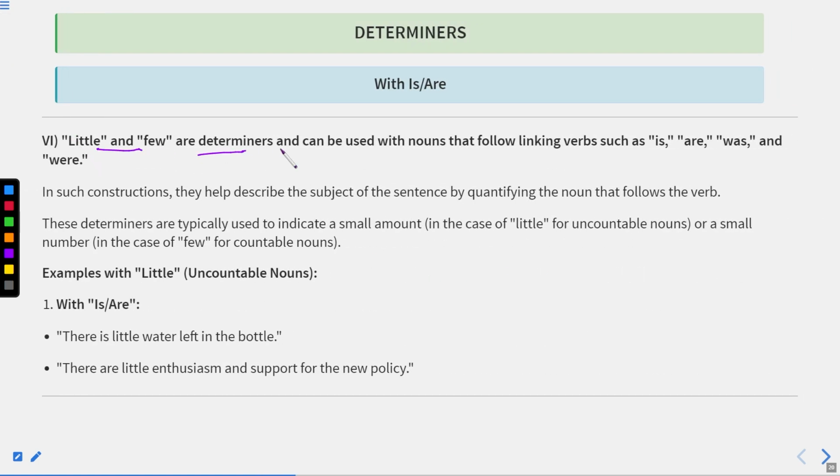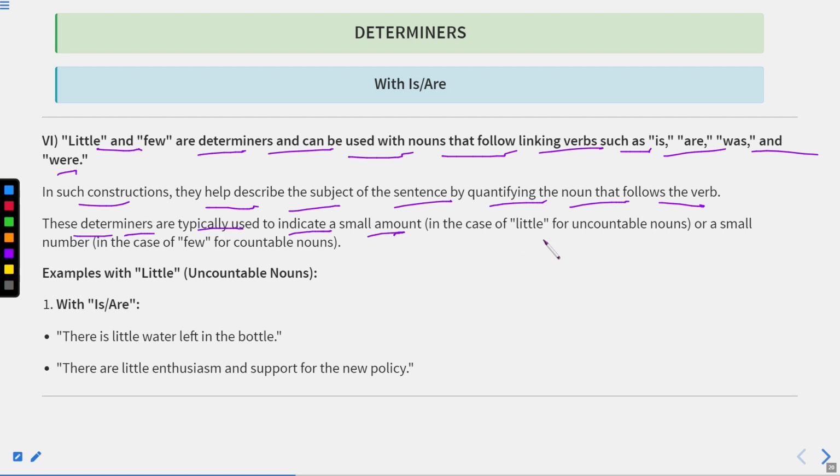Little and few are determiners and can be used with nouns that follow linking verbs such as is, are, was, and were. In such constructions, they help describe the subject of the sentence by quantifying the noun that follows the verb. These determiners are typically used to indicate a small amount in the case of little, for uncountable nouns, or a small number in the case of few, for countable nouns.